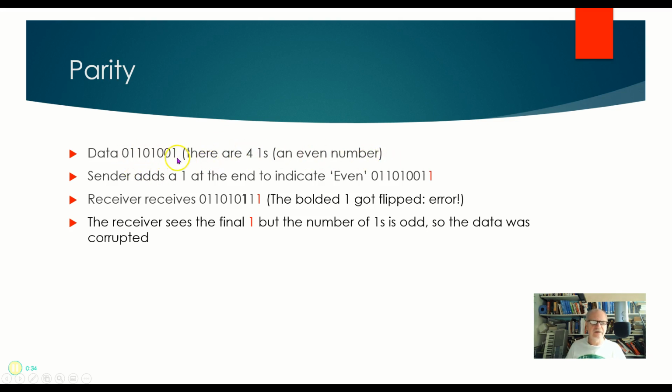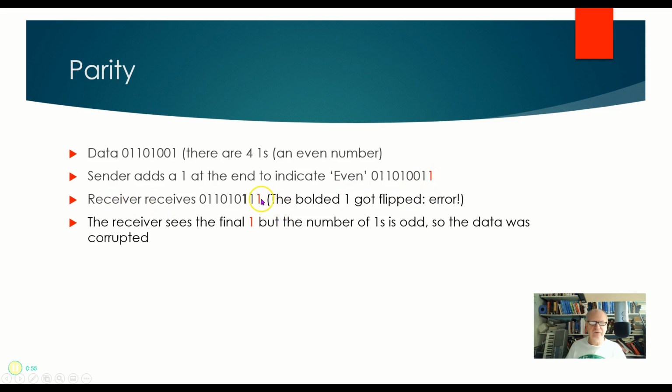We have this byte here, 01101001. And you notice that there are 4 ones here, 1, 2, 3, 4. So that's an even number of ones. So what I can do is the sender can add an extra 1 at the end that indicates even, and maybe a 0 indicates odd. So I add this extra 1 at the end of it, and I send that.